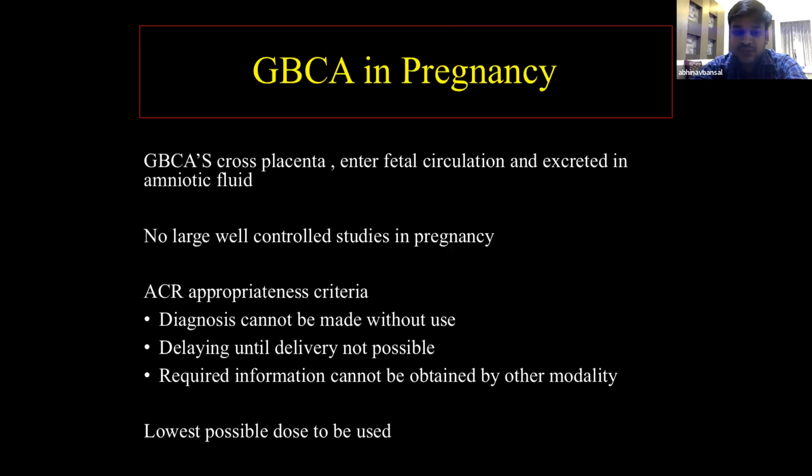Also, when the pathology does not allow delaying the scan until after delivery, and when the information required cannot be obtained by any alternate modality like ultrasound. In these conditions, contrast agents can be used after discussion with the patient as well as the referring clinician. It is recommended to use the lowest possible dose.